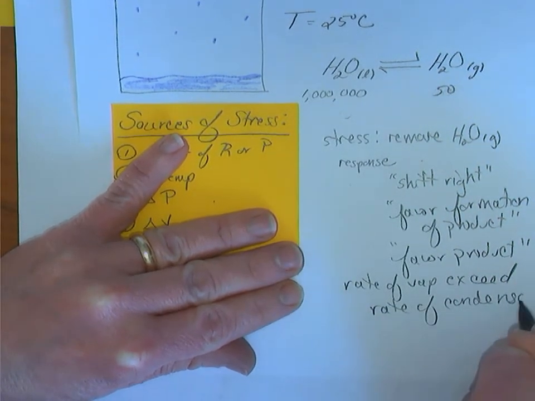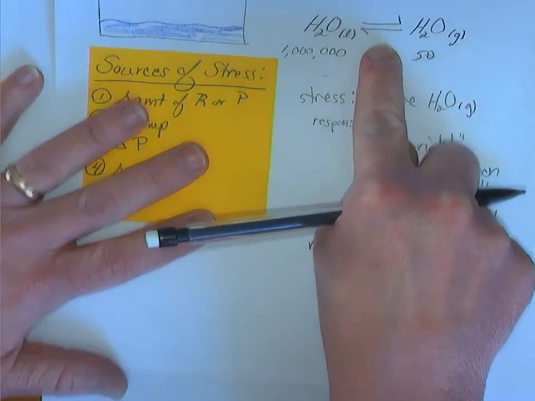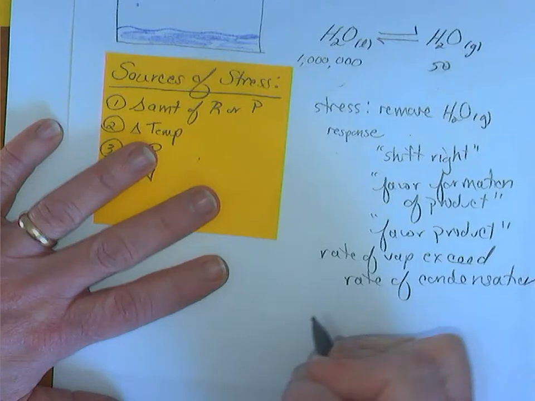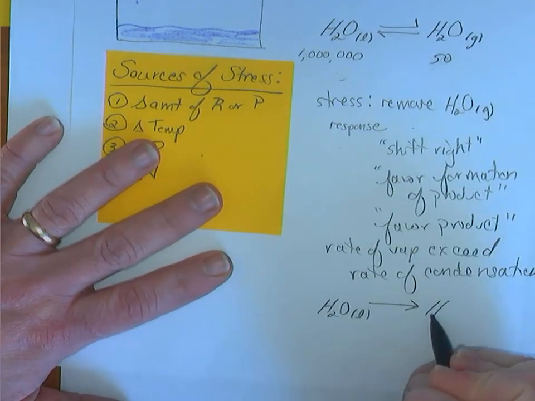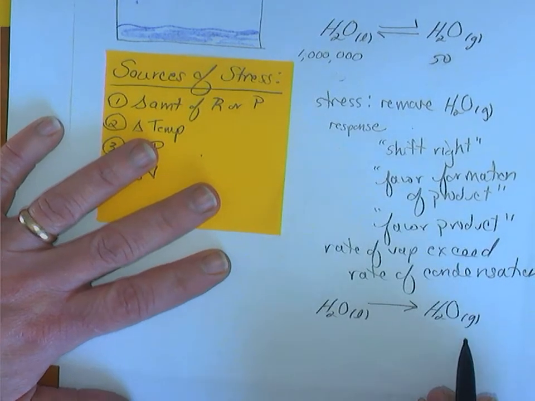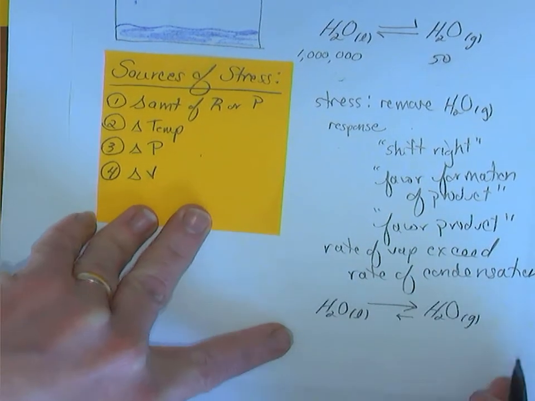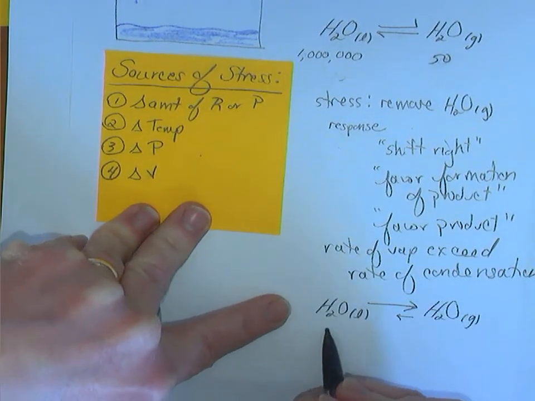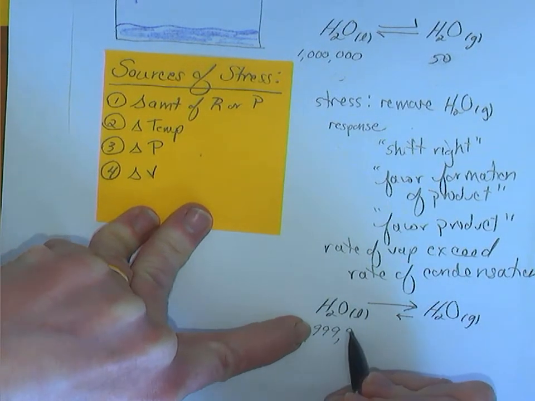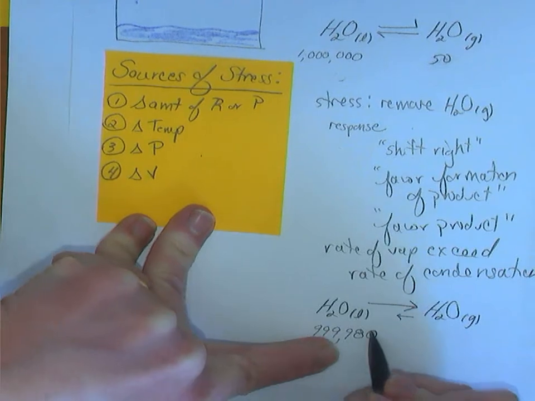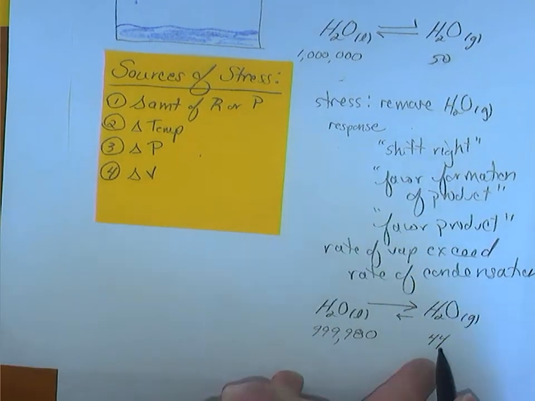So all of these mean that for a moment, these arrows are not going to be equal. For a moment, a whole bunch of liquid is going to push to form vapor. And of course, you're going to have some of that vapor reforming liquid, but we're going to have it drive. So then, you'll have maybe 999,980. And so you're going to work to make some more gas.